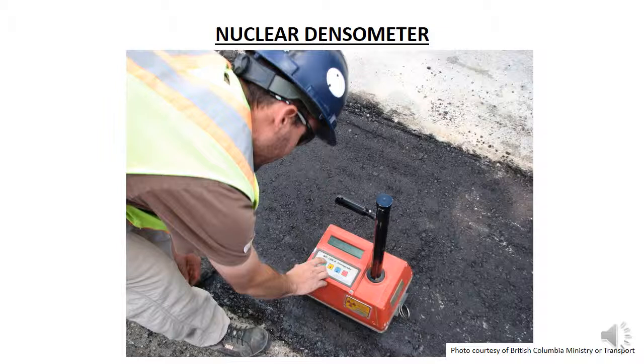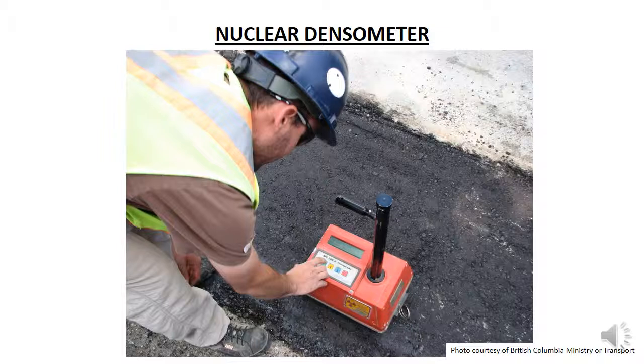The box measures the amount of gamma radiation that gets through the material. Denser soils stop more gamma radiation, while less dense soils let more get through. The instrument correlates the gamma radiation received with density and provides a reading on the wet density of the soil.